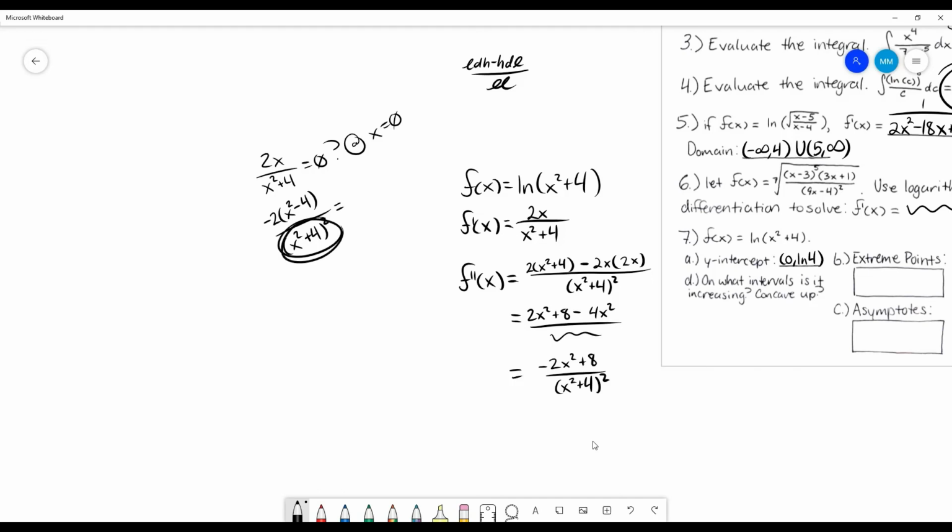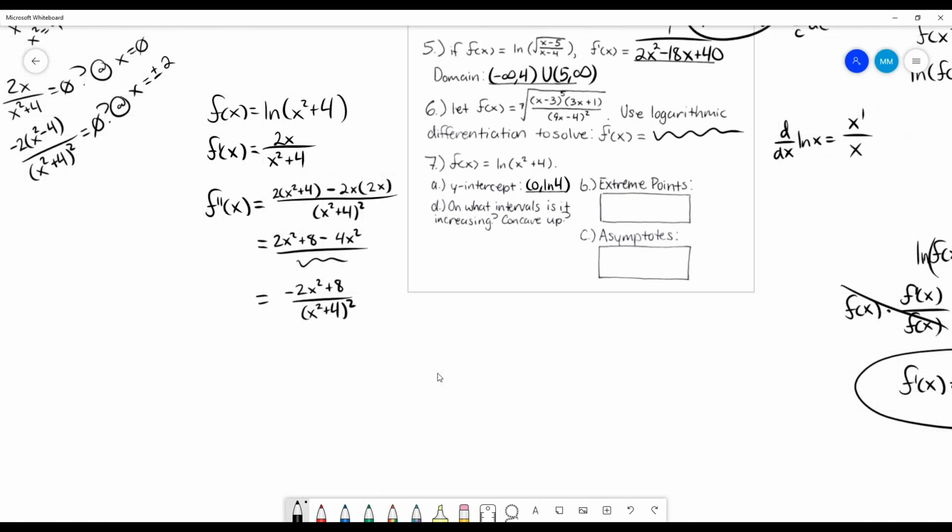Once again, it's never undefined because of that denominator. And now I see that this is going to equal 0 whenever this part equals 0. So it's x squared minus 4 equals 0, or x squared equals 4, which means x is positive or -2. So now we need to take a look at our intervals. So I know I've got -infinity up to -2, -2 up to 0, which is a critical point, 0 up to +2, which is another inflection point, and 2 up to infinity.